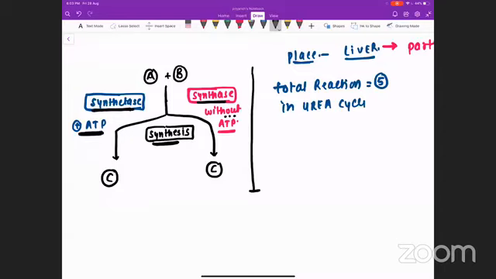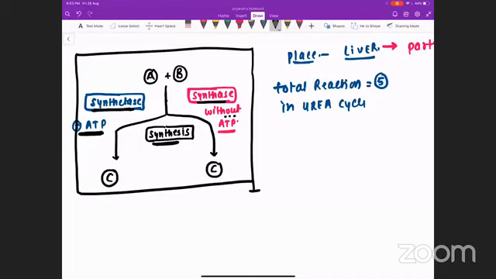So this is the second thumb rule that we are going to use in biochemistry: whenever we require ATP, the name of the enzyme will be synthetase; without ATP, it is going to be synthase. This is the second thumb rule that we are going to use in the entire biochemistry.